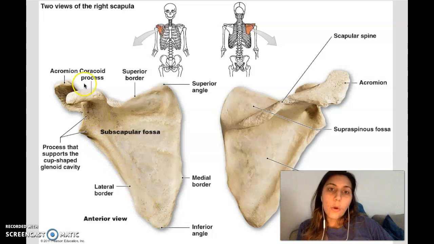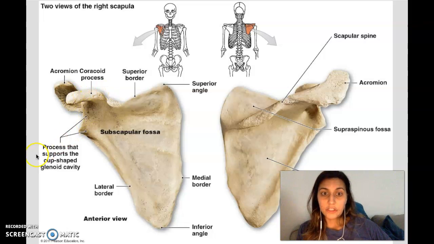And then the coracoid process serves as an attachment for pec minor, the coracobrachialis, which is involved in arm adduction, and also the short head of the biceps attaches here.